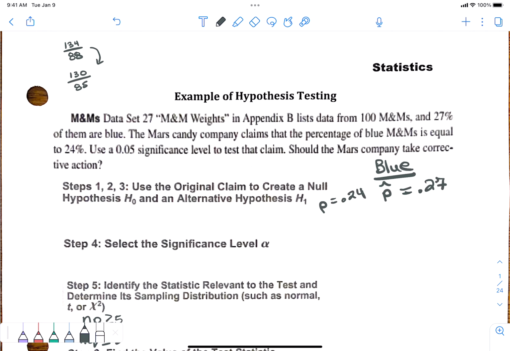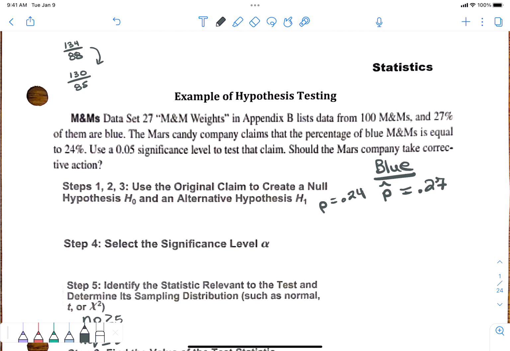Now that's not what I got as a number, right? I got 27% for my sample, right? They said 24%. 27% is not the same thing as 24%, but is 27% close enough to 24% to say that, okay, that's fine, right?